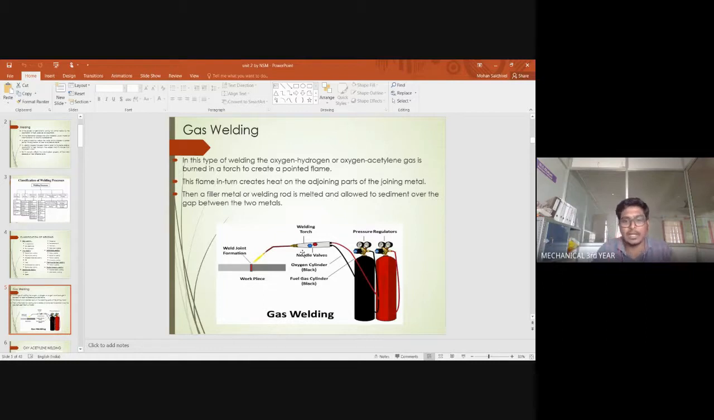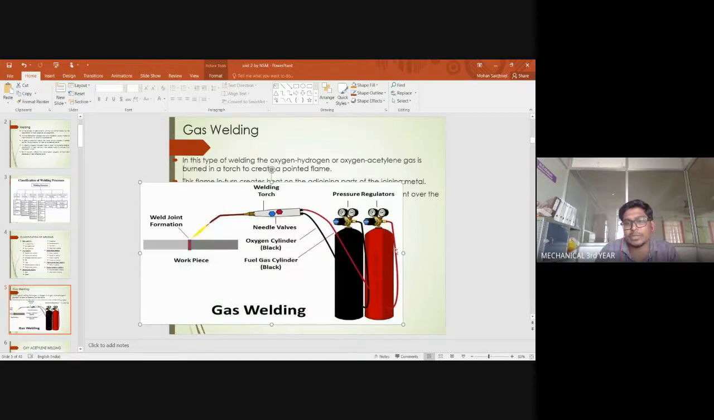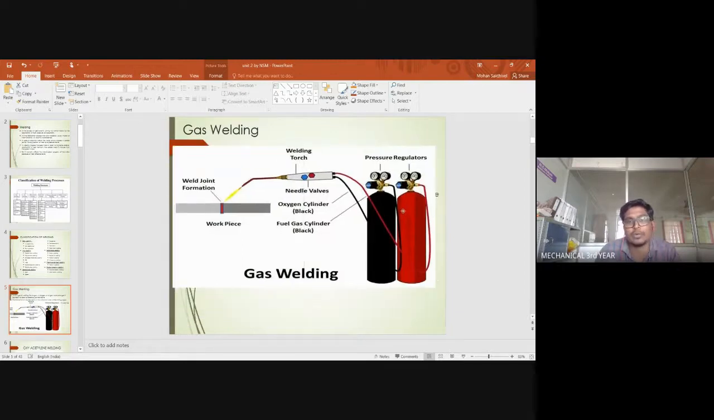Let us elaborate this diagram, so I'll just expand it so that you can see it very clearly. We have two different cylinders over here. One is the oxygen cylinder and the other is the acetylene cylinder. Oxygen is stored in the black cylinder and acetylene gas is stored in the maroon cylinder. You can see two regulators, indicated in blue color. That is the pressure regulator.